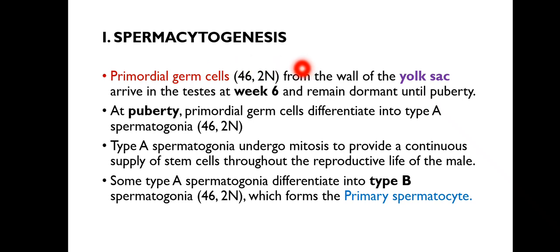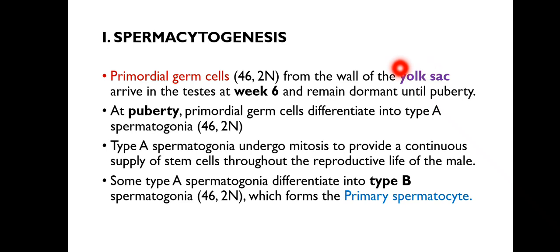Spermatocytogenesis. Now, we are saying that primordial germ cells, which contain 46 chromosomes, or 2n if you want, originate from the walls of the yolk sac. So if you look at your embryology, you will know that during embryology there is differentiation of the newly formed zygote. It forms a blastomere, and it forms different structures. And one of them is what we call the yolk sac.